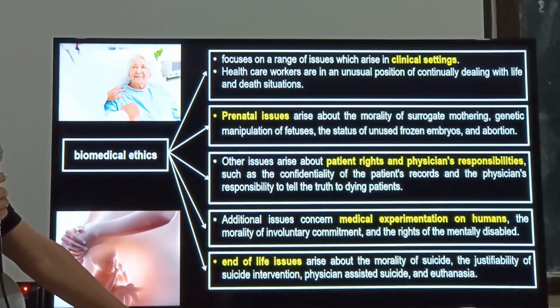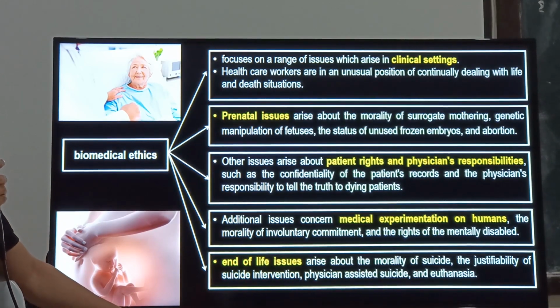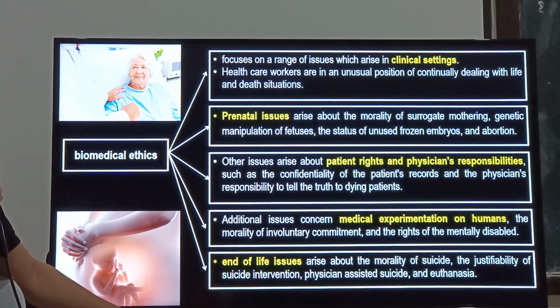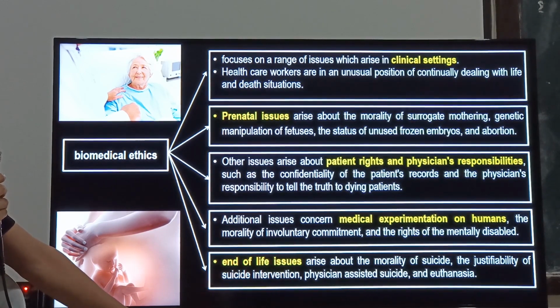End-of-life issues arise about the morality of suicide, the justifiability of suicide intervention, and physician-assisted suicide and euthanasia. If the patient is terminally ill and is suffering from a disease which is incurable, is it justifiable to have euthanasia or assisted suicide? So issues like this are being dealt with in biomedical ethics.